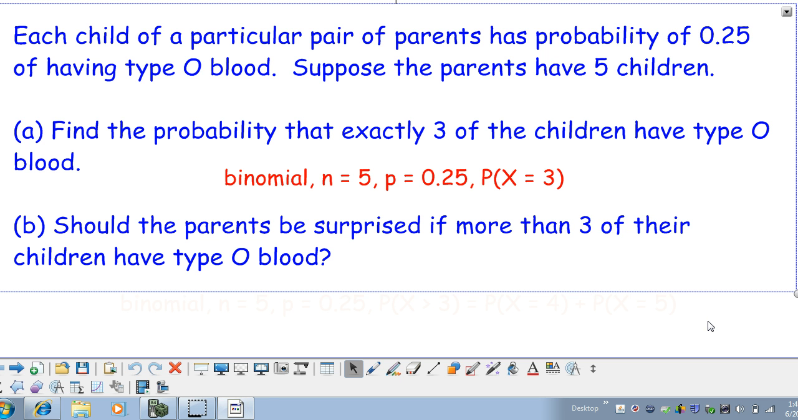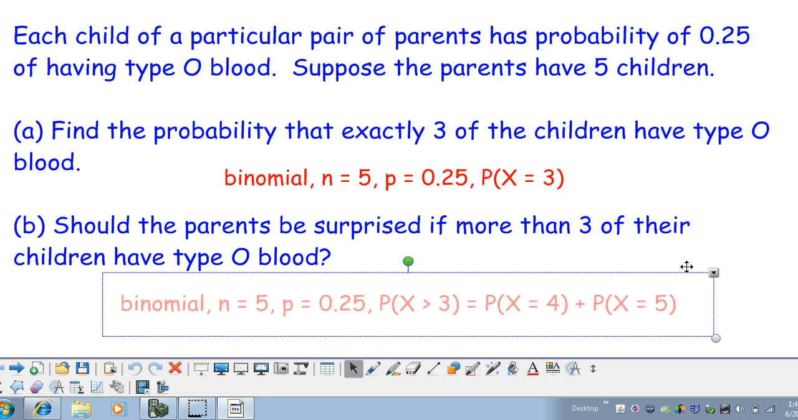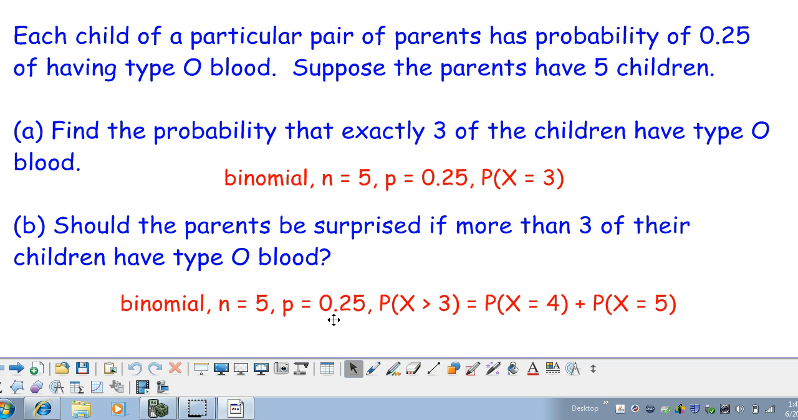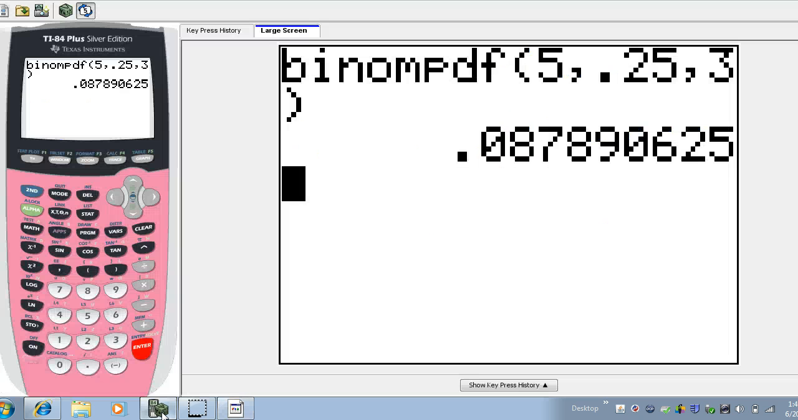Should the parents be surprised if more than 3 of their children have type O blood? So this is still a binomial situation with 5 trials, and the probability of success is still 0.25. But now we're looking for the probability that more than 3 of their children have type O blood. So either 4 or 5 of their children have type O blood. So let's go back here to our calculator.